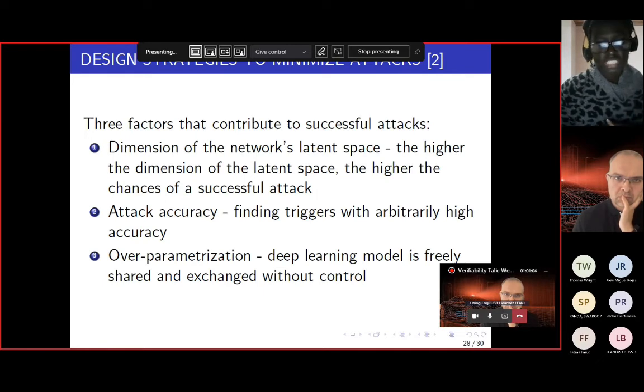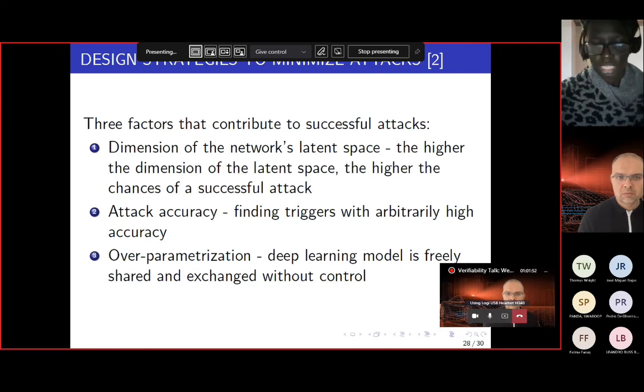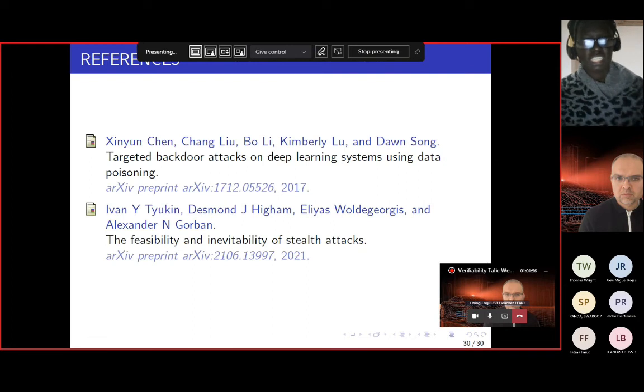Another one is the attack accuracy. Whenever you find triggers which have a high accuracy, the probability of a successful attack is very high. So you can constrain this by having a high computational cost of finding this trigger. And the last factor is overparameterization. So these are inherent in the deep learning model. And when the deep learning model is shared freely and exchanged without control, an attacker is able to exploit this and cause attacks that can have a really high probability. And that's it. And yeah, these are the papers that I referenced in my presentation.